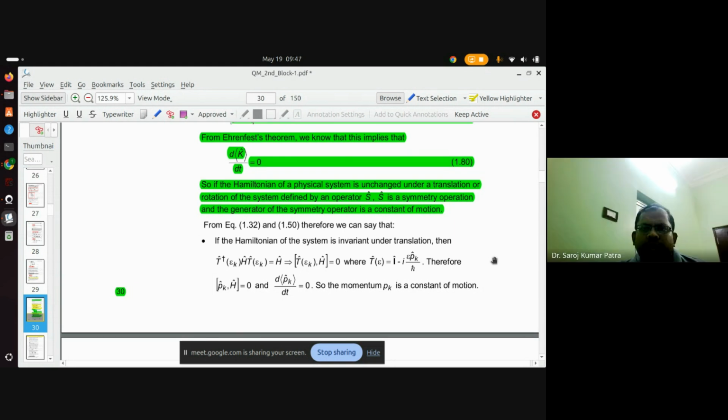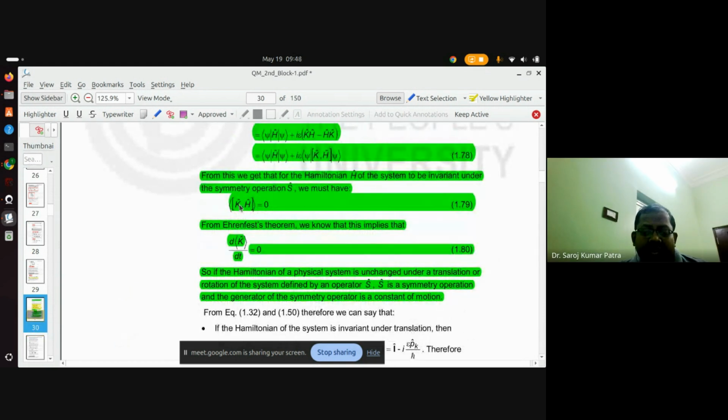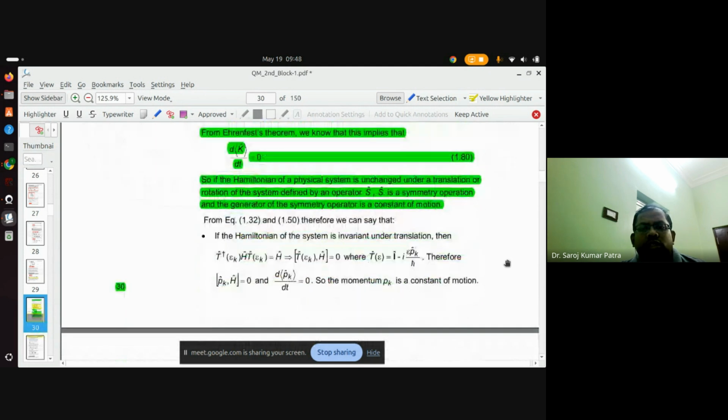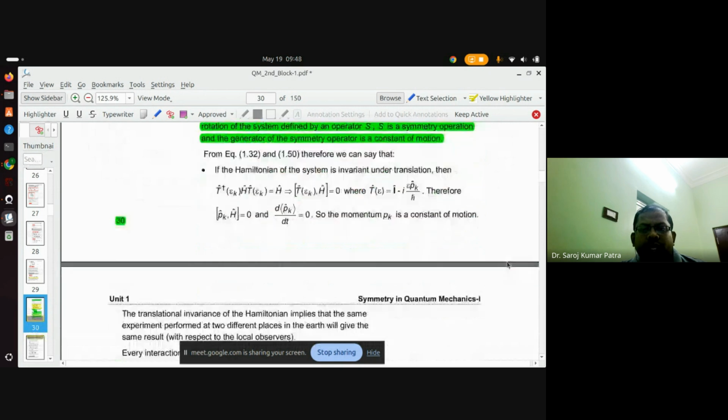And you can verify actually this for any generator, the commutator bracket for the generator with Hamiltonian must be equal to 0. Commutator with Hamiltonian must be equal to 0. That you can verify.